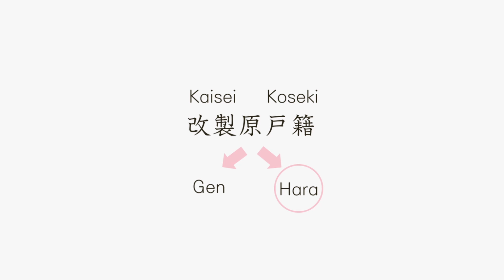So, Kaiseihara Koseki or just Hara Koseki is also considered to be correct. For me, I almost always use Hara Koseki in order to minimize confusion. The Kaiseihara Koseki are redrawn, revised, or re-established family registries, and there are 5 types.